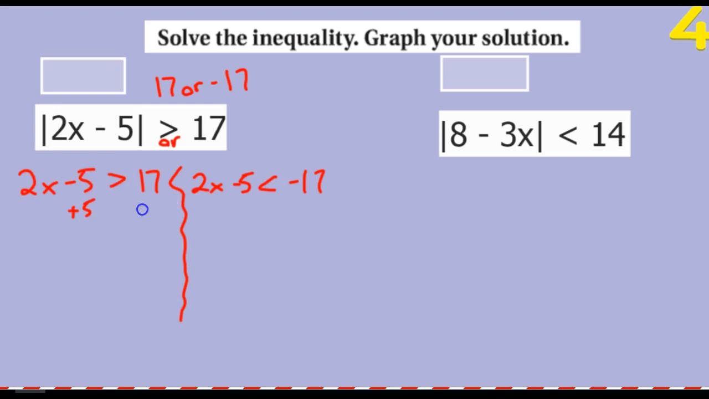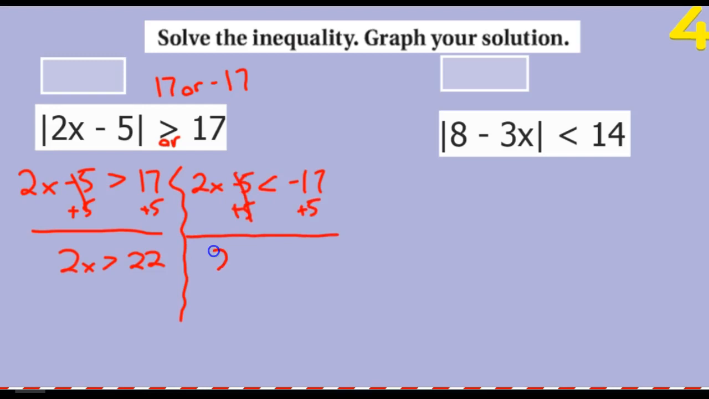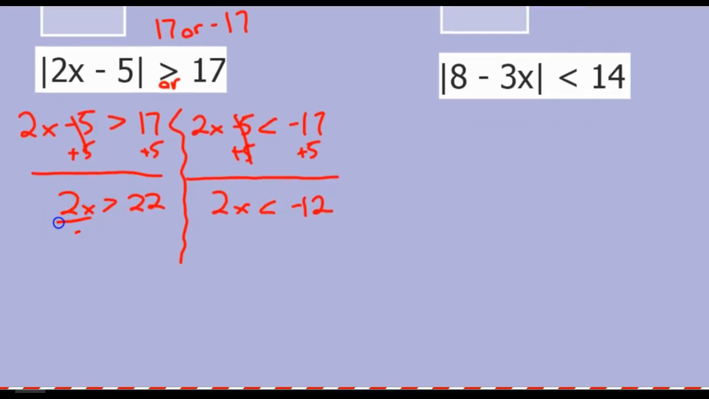I'm going to add 5. So we get 2x is greater than 22. Here add 5. And we get 2x is less than negative 12. We're going to divide by 2. So we have x is greater than 11, and x is less than -6.